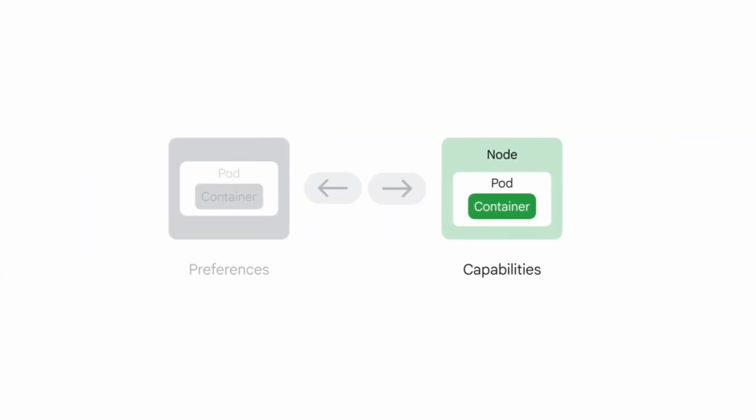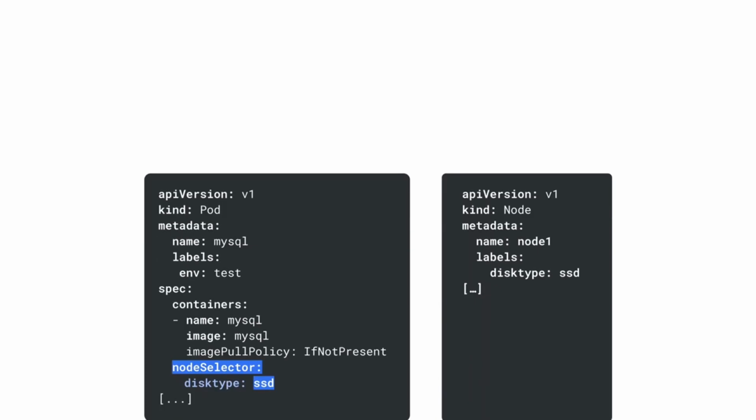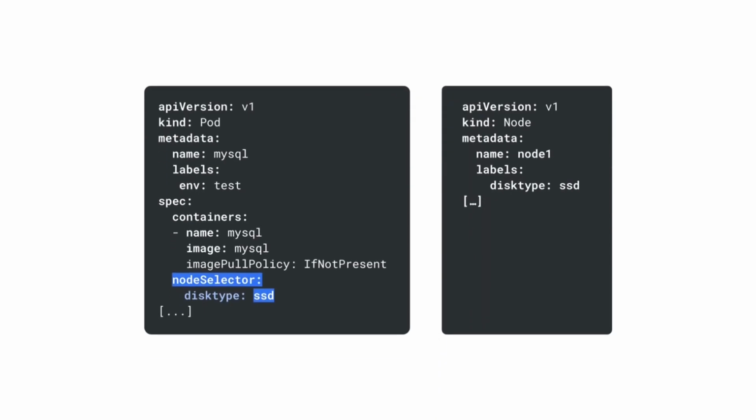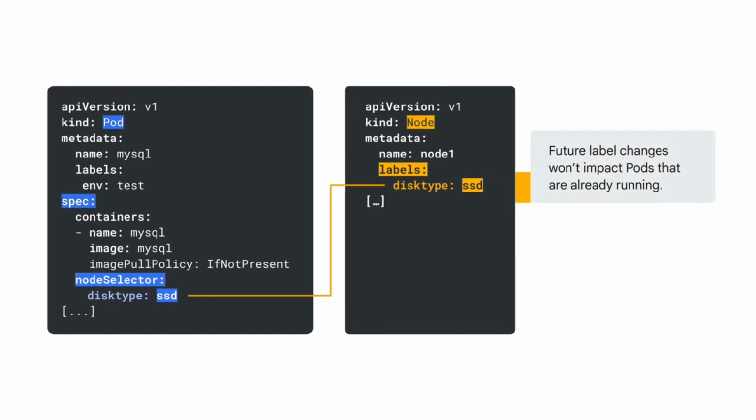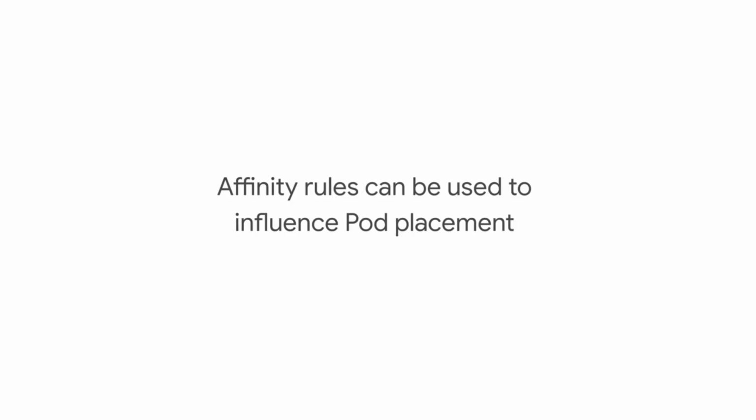If a node's capabilities match the pod's preferences, then the node is considered a suitable host for that pod. As an example, let's say a pod needs a node from the SSD node pool to run. In this case, if a pod doesn't have an SSD label, the pod will stay in waiting mode. However, please note that future label changes won't impact pods that are already running. Like node selectors, affinity rules can also be used to influence pod placement.